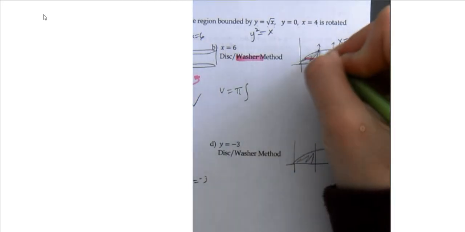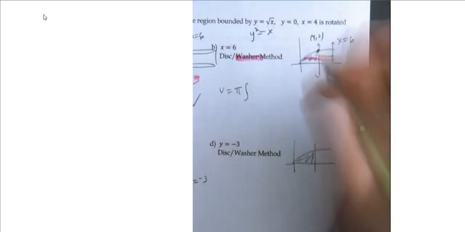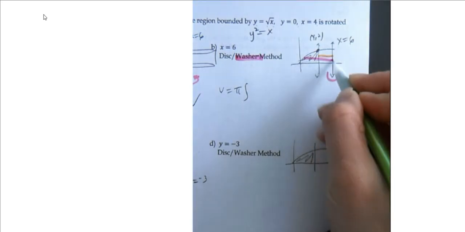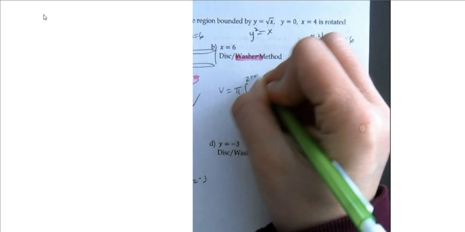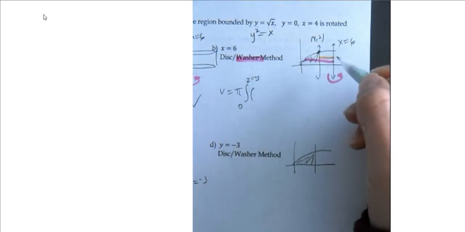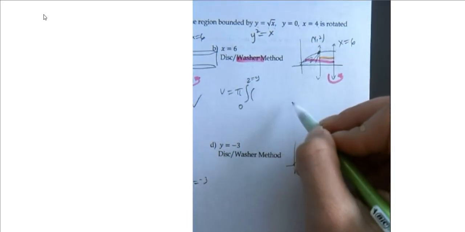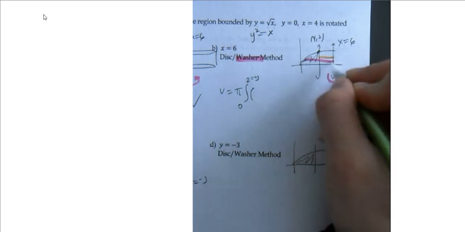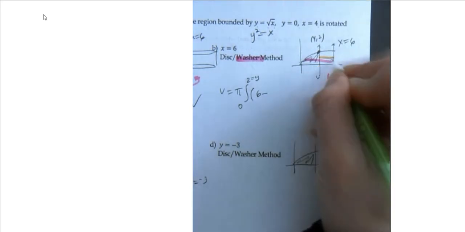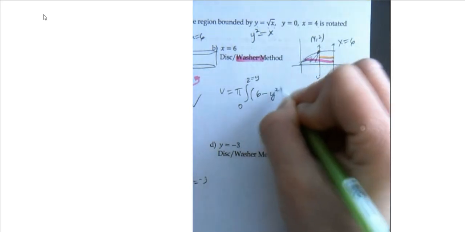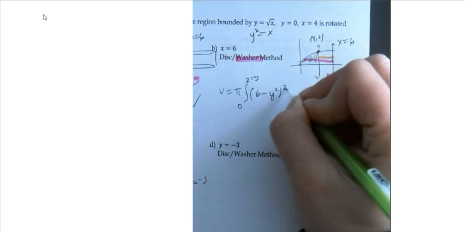This point right here is (4, 2). Remember, we're only focusing on the shaded, even though our rectangles are in the dead space. So we go from 0 to 2, and those are y. Capital R. If I want y here, it's going to be x equals. So it's the pink, x equals 6 minus x equals, remember we already solved that, y squared. Don't forget to square it.